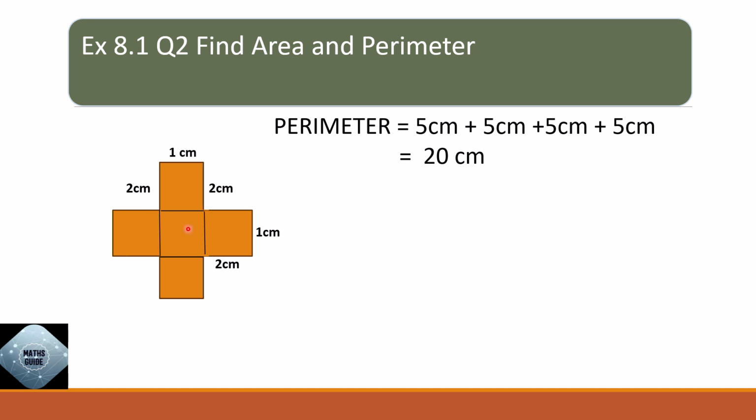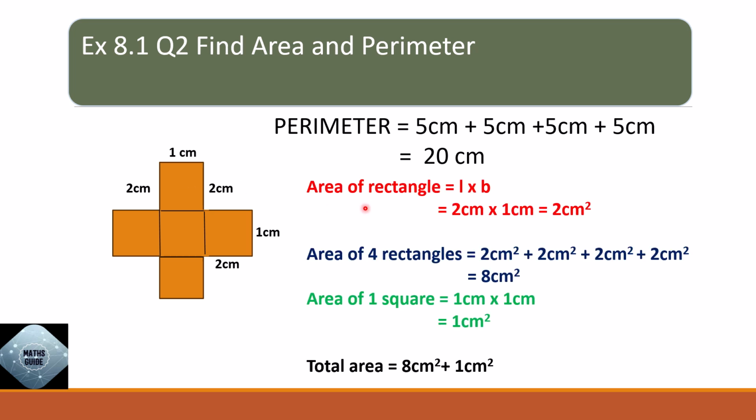And as we all know, the area is equal to the inner portion or the region inside the boundary of the shape. As we have 1, 2, 3, 4 rectangles and 1 square, we will find the area of each rectangle and we get 2 centimeter square for this, 2 centimeter square for this, 2 centimeter square for this, and 2 centimeter square for this.